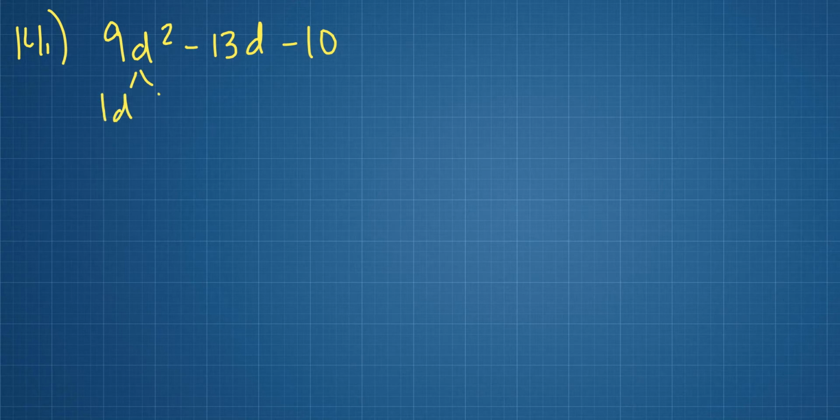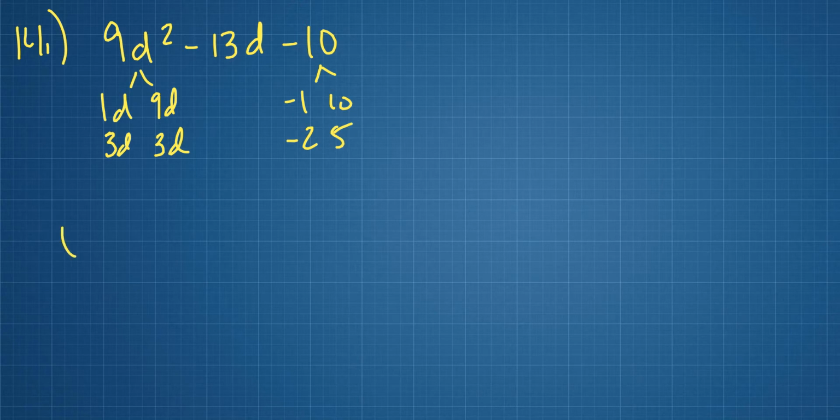Alright, so 14. How do I get 9d squared? Well, I could have 1d and 9d, 3d and 3d, negative 1 and 10, negative 2 and 5. Do that, guys. That's 2 points guaranteed on a quiz as long as you have all the factors. Now, if you forgot the 3d and the 3d or the 1d and 9d, you're not going to get all your points.